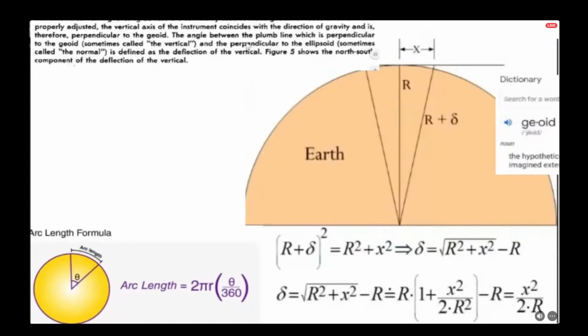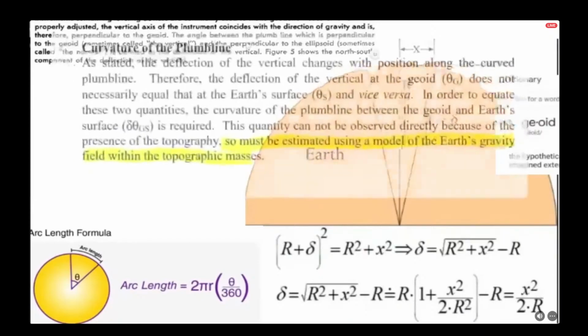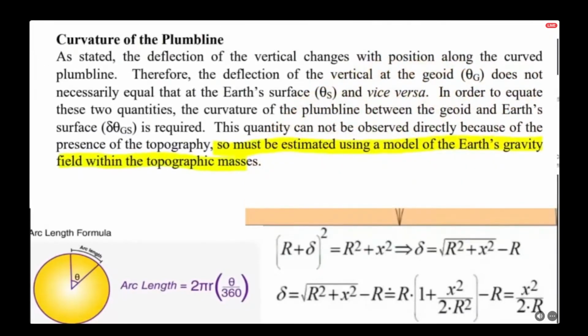Actually, in the American arc of the parallel, this held them up quite a bit. They had a bunch of this, and because of it, they didn't trust their measurements for a good portion. They were all kind of messed up, because if you think you're on a sphere and you can't find level, you're a little bit unsure of those reciprocal zenith angles that you're trying to differentiate to show that it's actually parallel. But we'll continue. The deflection of the vertical changes with position along the curved plumb line. Therefore, the deflection of the vertical at the geoid does not necessarily equal that at the Earth's surface, and vice versa. This is the nature of the problem.